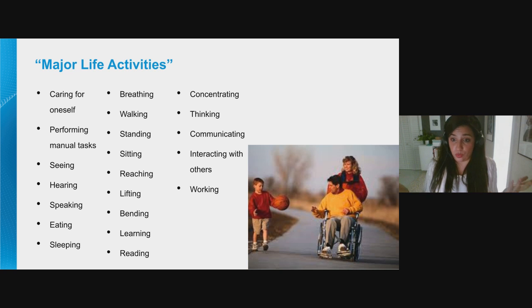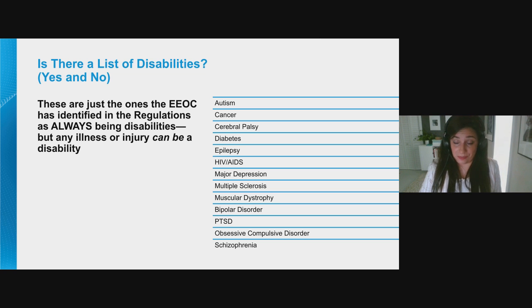Major life activity, what are we talking about? Caring for myself, showering, eating, breathing, seeing, hearing, smelling, all those are major life activities that we all do. They're basically the things that we do without even thinking about them, right? Our body just does them. So if we have a mental or physical impairment that limits a major life activity, we are going to be considered disabled under the Americans with Disabilities Act.